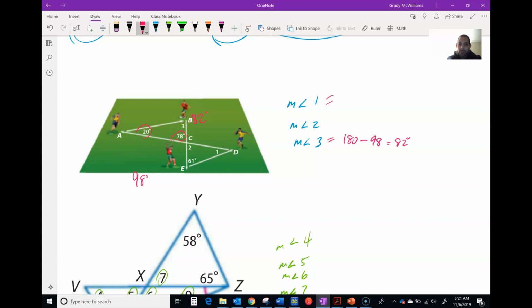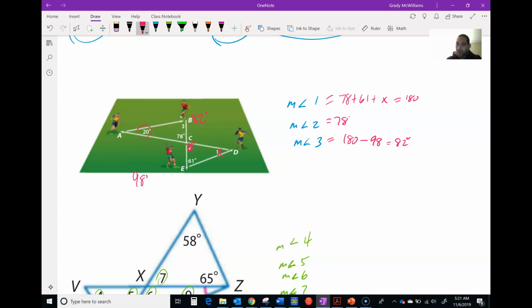Now, we might remember some stuff about vertical angles from before. Vertical angles are congruent. That means angle 2 is 78 degrees. And now we have enough information to figure out this smaller triangle at the bottom. We've got 78 and 61. You could write an equation if you wanted to: 78 plus 61 plus the measure of angle 1. If I call that x, all three of those together would make 180 degrees.